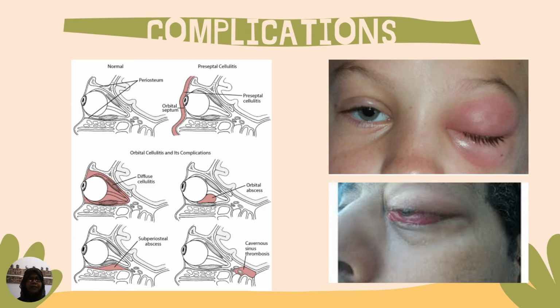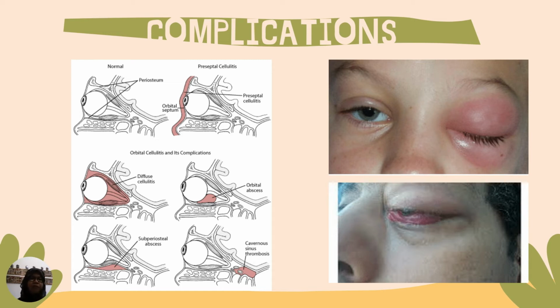Complications of rhinosinusitis can be divided into intraorbital complication, intracranial complication, and also bony complication. Our sinuses are in close proximity to vital structures of the head and neck, namely your orbit and also your brain. So any infection of the sinuses can directly go to the eyes and also go to the brain. The first complication would be orbital complication. We use Chandler's classification for this, where there's preseptal cellulitis, orbital cellulitis, orbital abscess, subperiosteal abscess, and also cavernous sinus thrombosis.